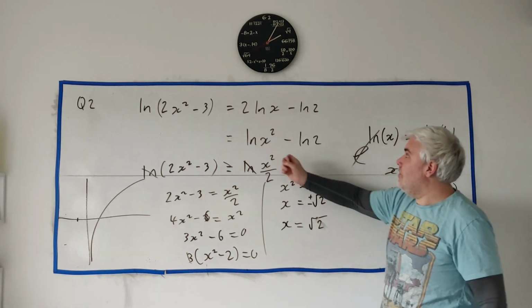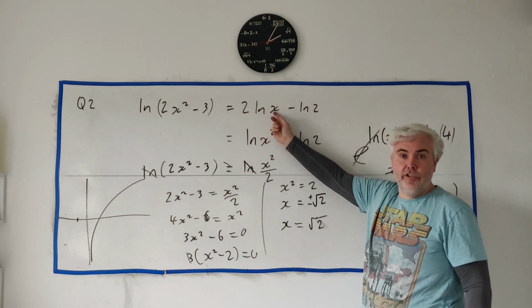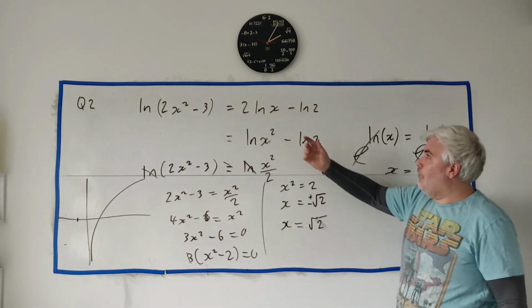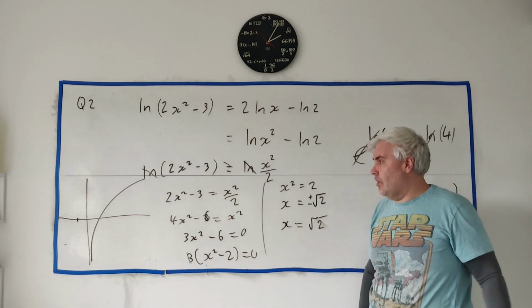You can give them the reason, because natural log minus 2 doesn't exist. Natural log minus square root 2 doesn't exist. Anyway, that's the full marks for this question.